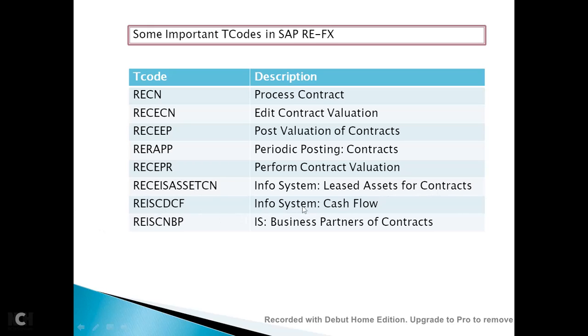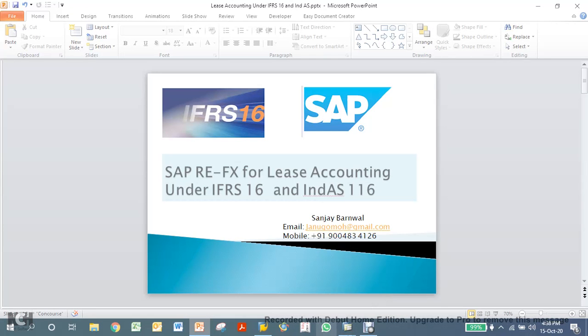Then this is your cash flow related report. So here you can see all the cash flow transactions over the lease period. And the last one is business partners of contract. So you can see a list of business partners for all your leases. So that's all I have in the PPT. Now I'll take you to SAP.